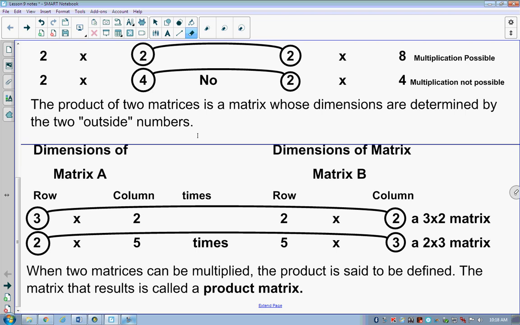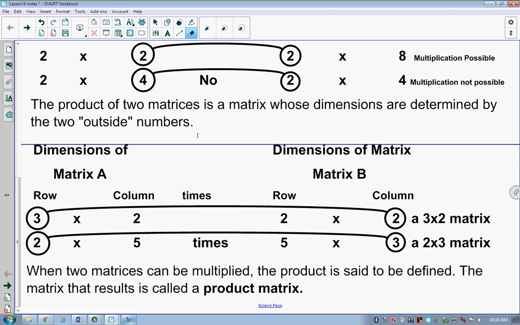So inside determines yes or no. Outside, once the answer is yes, determines size, the dimension. Down here, I've got a 2 by 5 and a 5 by 3. So the new dimensions are going to be a 2 by 3. Okay? Have I gone past anybody?